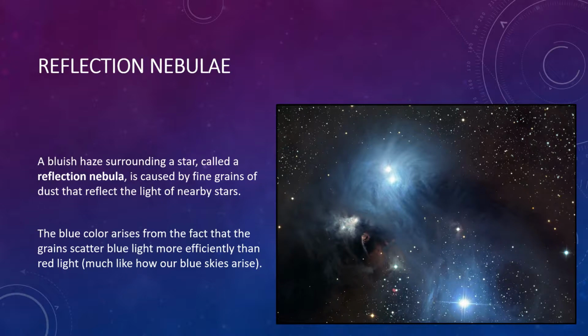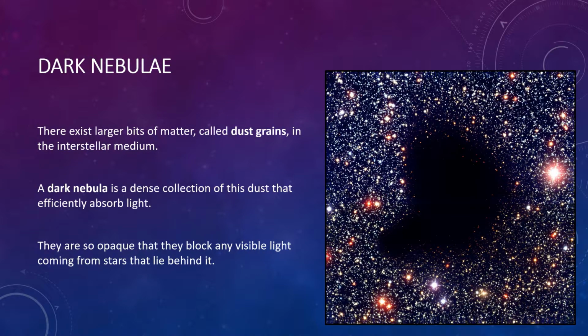The third type of nebula is the most important for our discussion in this lecture and the next. There exist larger bits of matter called dust grains in the interstellar medium. These dust grains make their appearance in dark nebulae and reflection nebulae. A dark nebula is so opaque that it blocks any visible light coming from the stars that lie behind it.